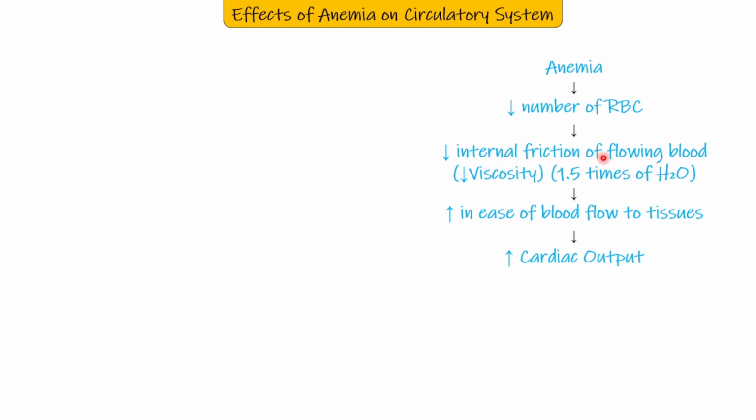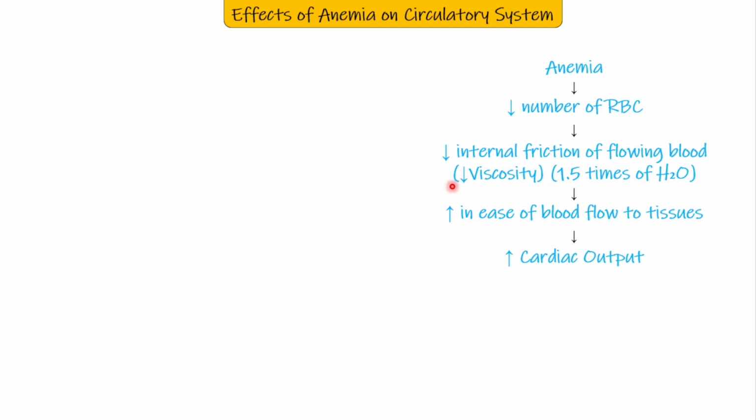blood is flowing. When we have more RBCs in the blood, then we have more friction between those greater numbers of RBCs. And when the count of RBCs is low, as in anemia, there will be decreased internal friction between the flowing blood. As there is decreased friction, this will decrease the viscosity of the blood, which will become 1.5 times that of water.